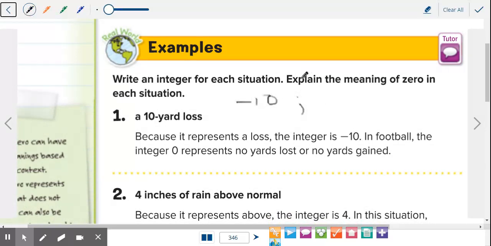Now, the second part is that they want you to explain the meaning of 0 in each situation. So if they would have put 0 there, what would 0 represent in a football game, when it comes to yards and losses and gains? If we put up 0 yards, what did we do, Hunter? Exactly. We didn't gain any, we didn't lose any. It's just 0 right here. That's how you explain the 0 in this situation.